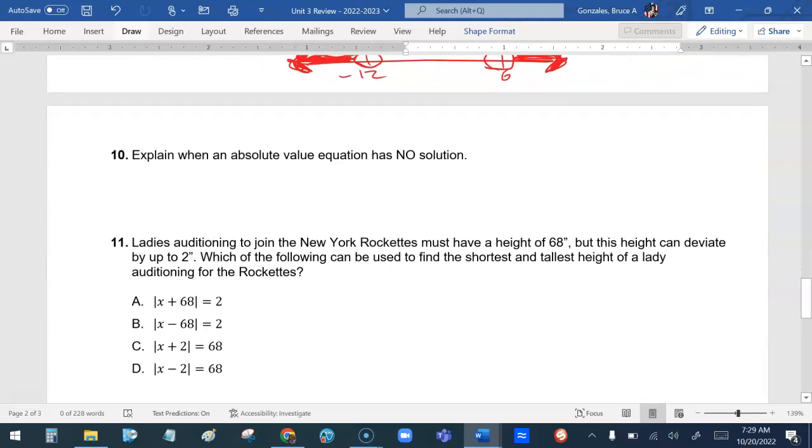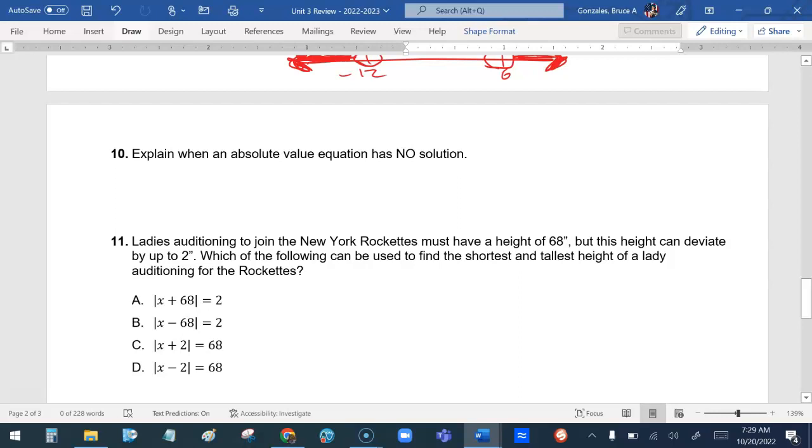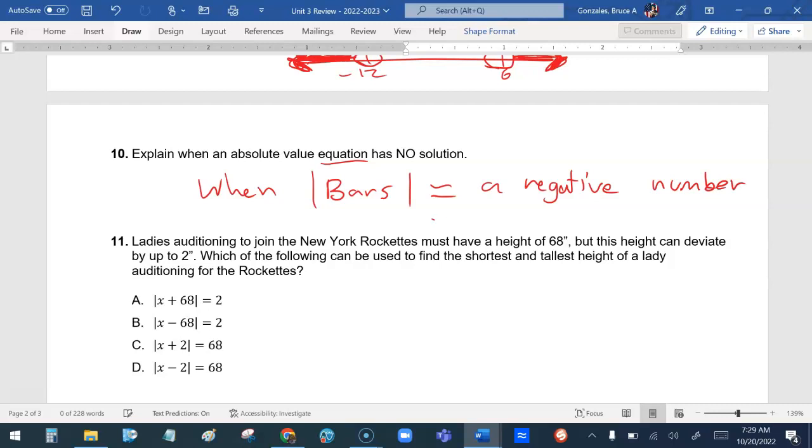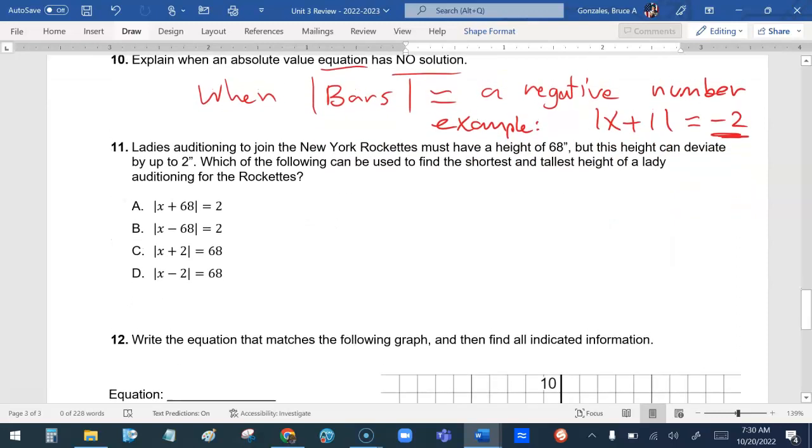All right. Explain when an absolute value equation has no solution. An equation has no solution when the absolute value bars equal a negative number. For example, if you had the absolute value of x plus 1 equals negative 2. That negative lets you know there is no solution, okay?